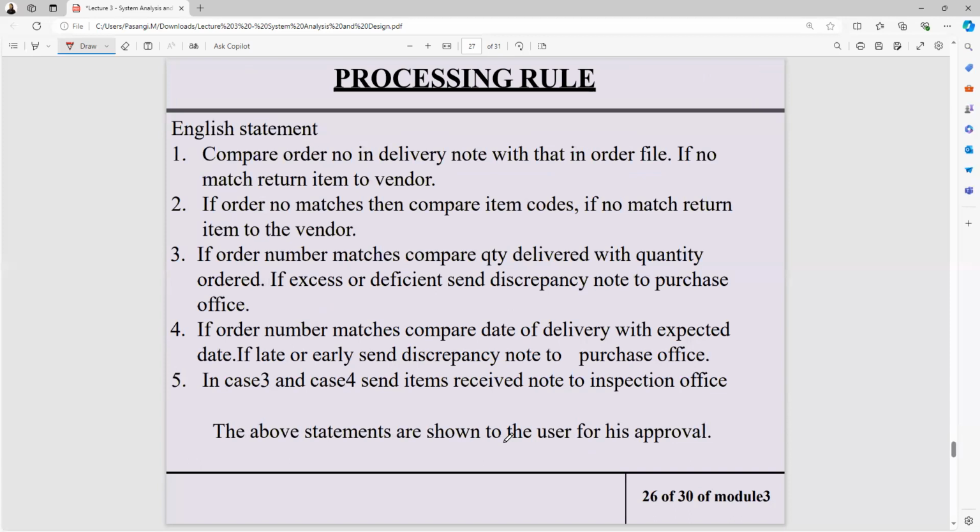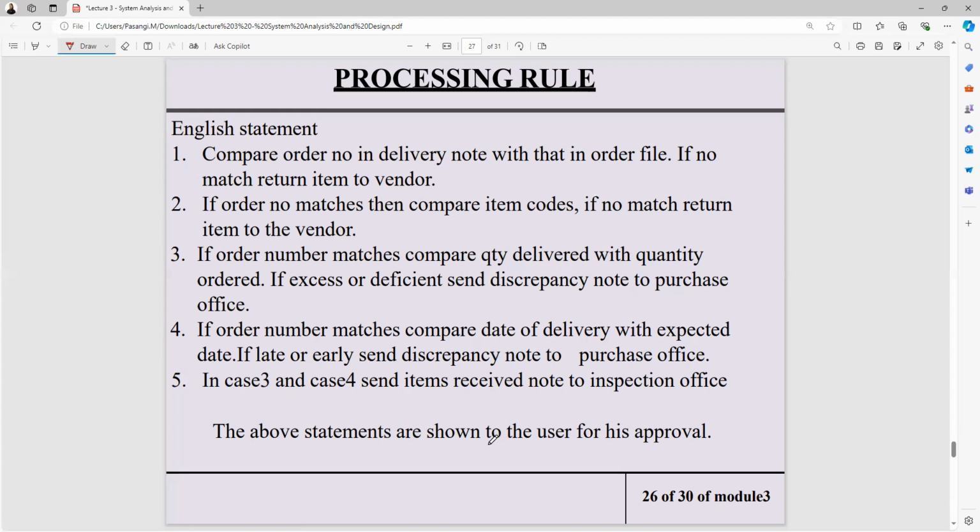What are the processing rules when it comes to data flow diagrams? So we have to mention all these processing rules regarding this entire data flow diagram. What are the English statements? Here we have to compare order number in delivery note with that in order file. If no match, return item to vendor.